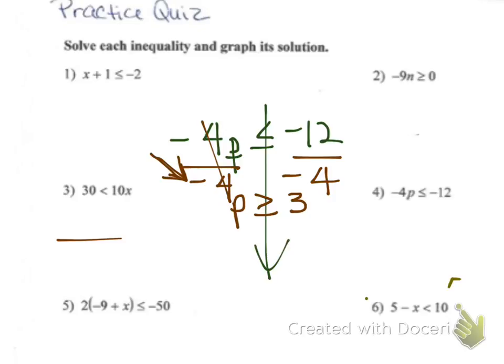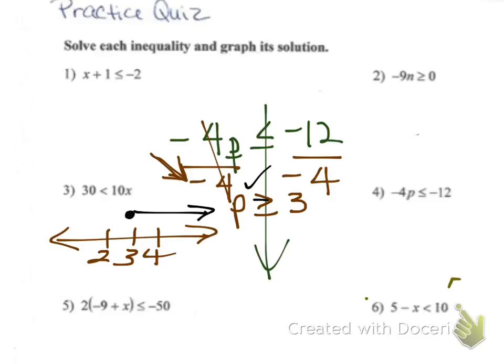So now I have to graph it. I need a 3, a 2, and a 4. I need to check and be sure that my variable is on the correct side, the left side, and it is. So that means this is pointing in the right direction. So I'm going to put a filled-in circle on 3, and I'm going to go to the right because that's the direction it's going in. And you can test a number.